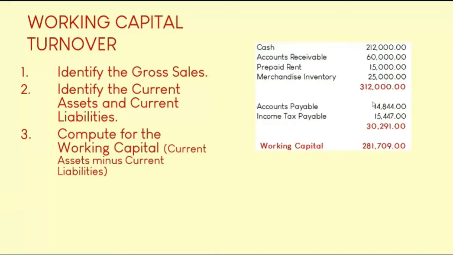So now we compute for the working capital. So 212,000 plus 60,000 plus 15,000 plus 25,000 is 312,000 minus 14,844 and minus 15,447. We have a working capital of 281,709. So to get the working capital, we need all of the current assets and current liabilities, and we need to get the difference of the current assets and the current liabilities. So hiwalay natin silang ipag-add. Current assets minus current liabilities is equal to the working capital.